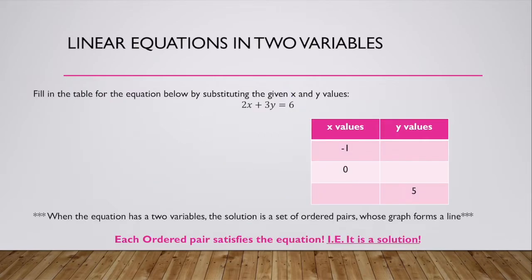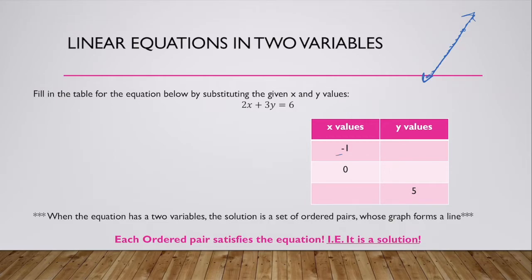So let's practice finding a few points that are solutions. Now, because we're graphing a line, there are infinitely many points on a line. If I have a line, there are all these points on the line. There are infinitely many solutions. But let's go ahead and find a few. So let's fill in the table given the x and y values. So I have the linear equation 2x plus 3y equals 6.